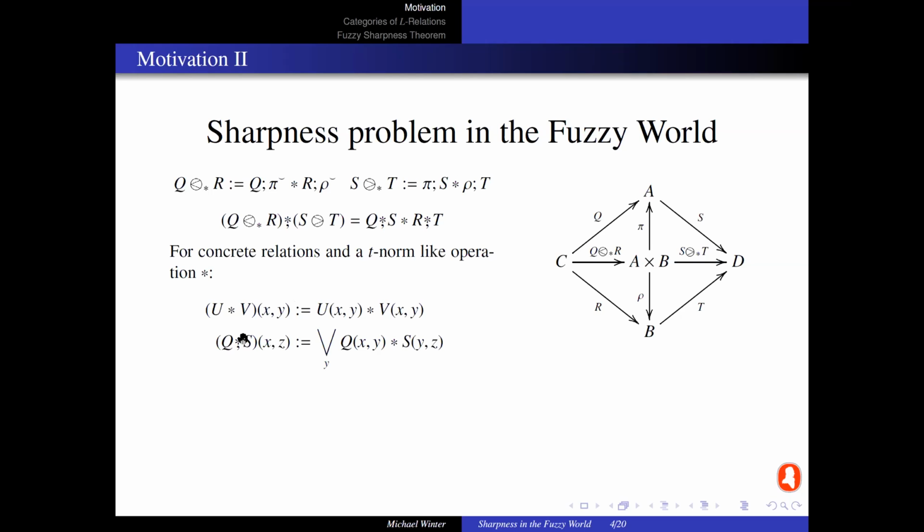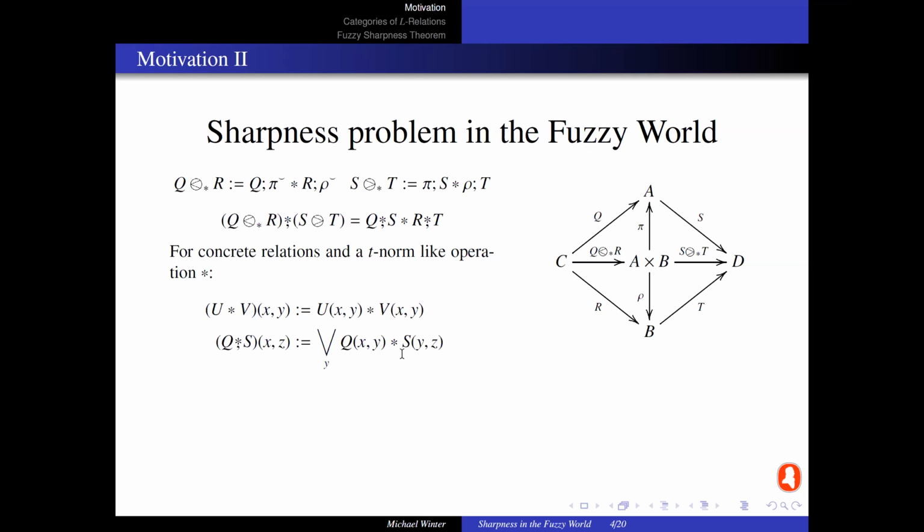And down here you see the definition of those for concrete relations. You take the star of two relations of the same kind. It is simply the star of each entry, so that goes component-wise. And this star operation is a T-norm-like operation on the underlying lattice of truth values. And here the composition operation: normally there is a big join in front of this formula. And with the regular relational composition, you would have the meet operation in the middle between Q and S, and that is here now replaced again by a star.